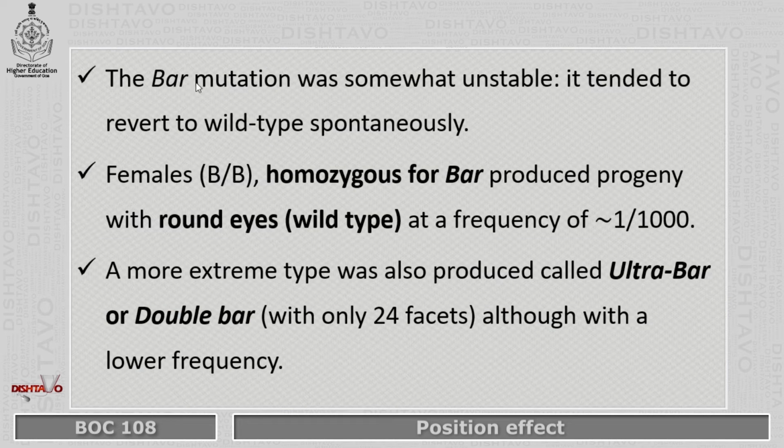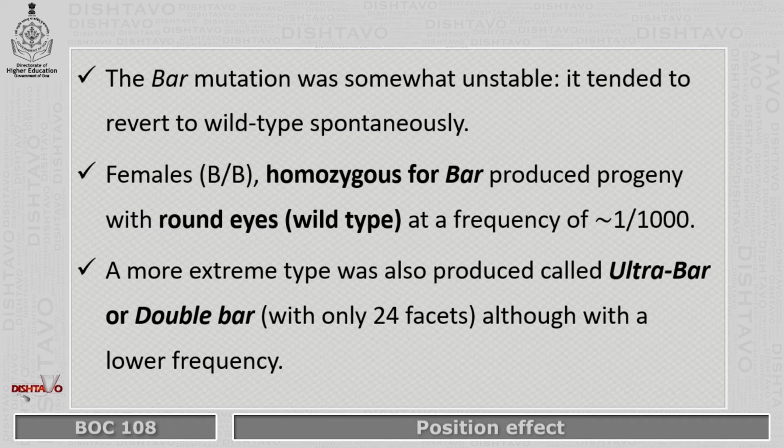The bar mutation was somewhat unstable and it tended to revert to wild type spontaneously. Females homozygous for bar produced progeny with round eyes, that is wild type, at a frequency of 1 in 1000.